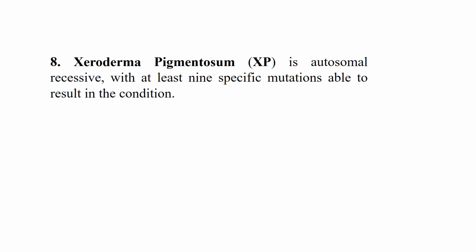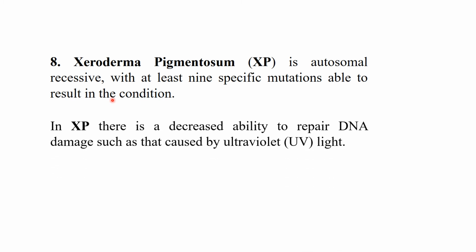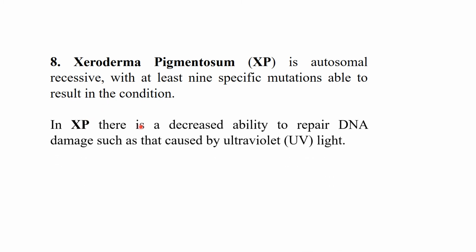Next disorder due to autosomal recessive inheritance is Xeroderma Pigmentosa. It is an autosomal recessive disorder. As we are discussing the autosomal recessive disorders, at least 9 specific mutations are able to result in the condition of Xeroderma Pigmentosa. In Xeroderma pigmentosa, there is a decreased ability to repair DNA damage such as that caused by ultraviolet light.